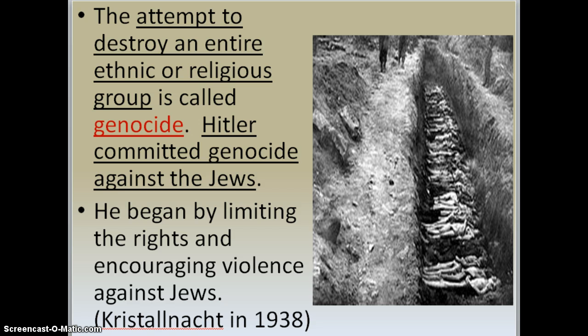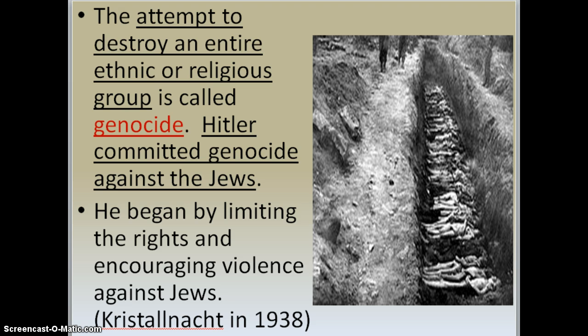Geno, G-E-N-O, is Latin for genus, for the genus species. So inside, C-I-D-E, is Latin for death. So it's the death of a species or a group of people or a group of animals, whatever it is. And Hitler committed genocide against the Jews. He wanted to wipe them off the planet.